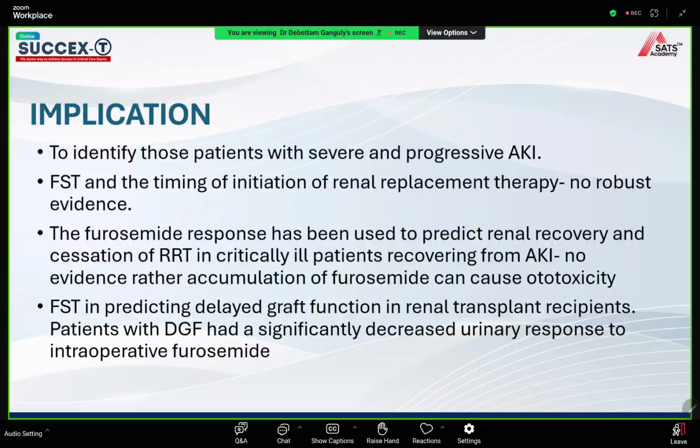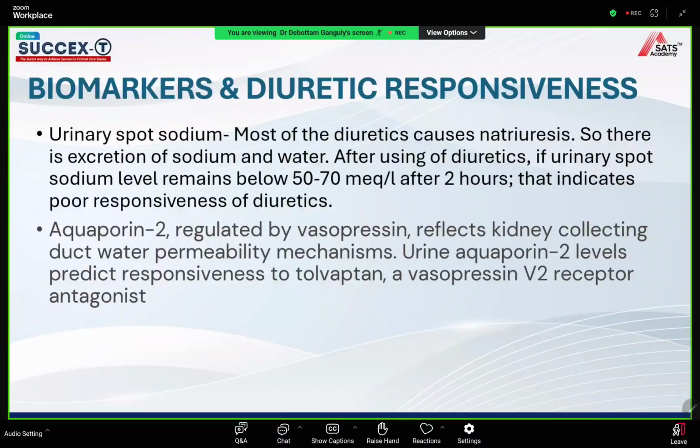Furosemide stress test is predicting delayed graft function in renal transplant recipients. There is some study in that too. Patients with delayed graft function had significantly decreased urinary response to intraoperative furosemide. So these are the only two things, mainly whether tubular function is proper or not, that can be helped by furosemide testing, and the staging of AKI can also be done through this test. Not more than that. It does not change the mortality or morbidity or anything.